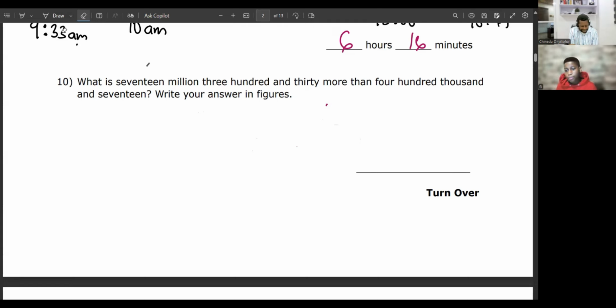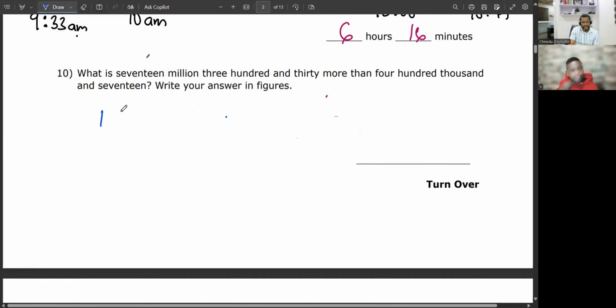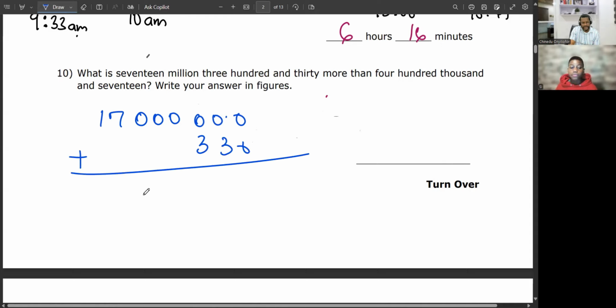17,730,017. Not exactly. Let's look at it this way. First of all, let's look at what those numbers are. This is 17 million, right? What is 70 million? 330. So that is this number, 17 million 330, right?